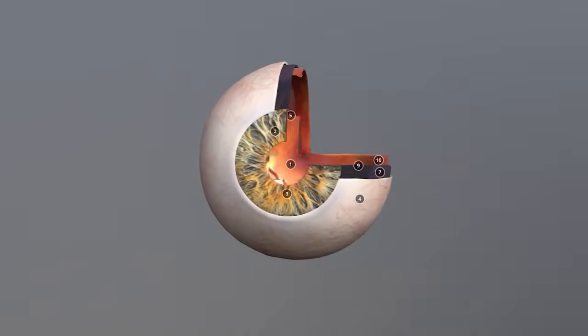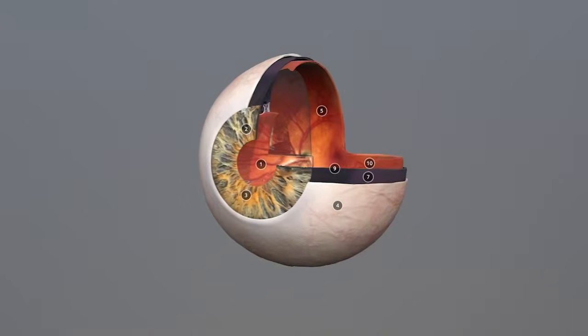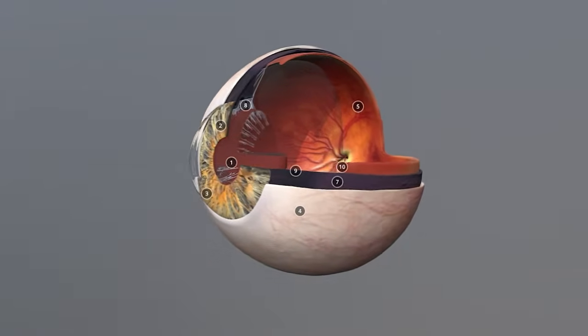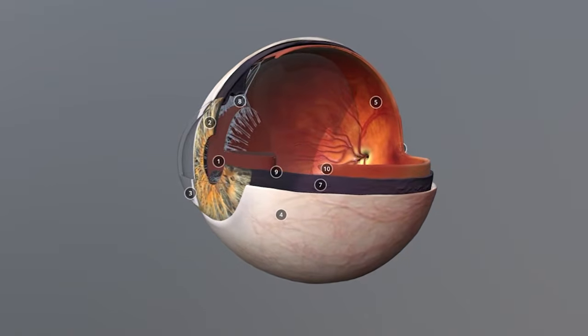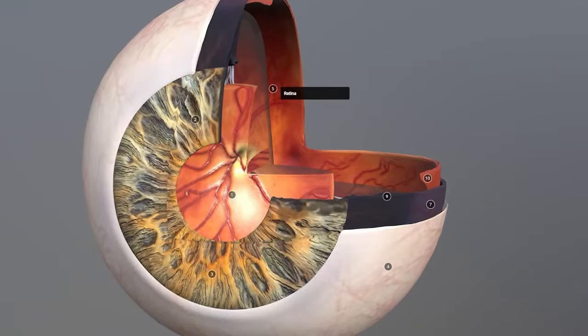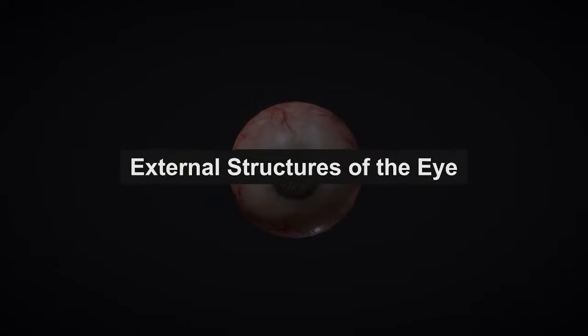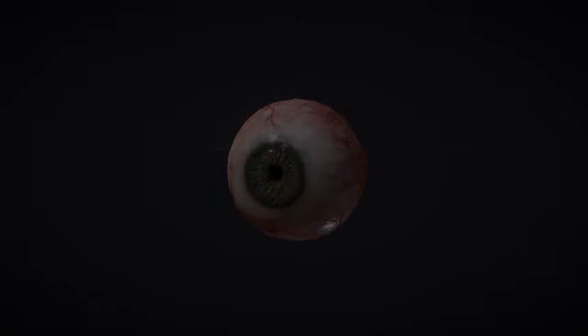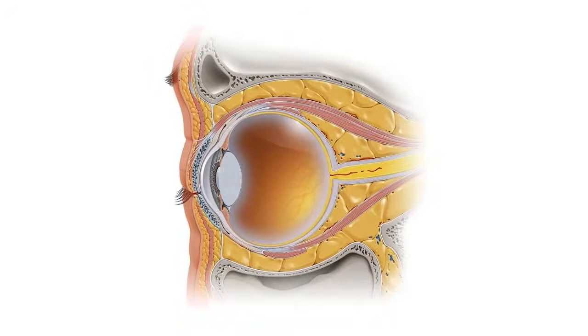Every component of the eye, from its external protective structures to its intricate internal layers, works in harmony to focus light accurately onto the retina, where visual information is processed. External structures of the eye. The external aspects of the eye are designed primarily for protection and maintenance of a clear optical pathway.